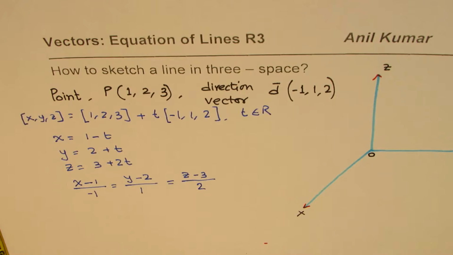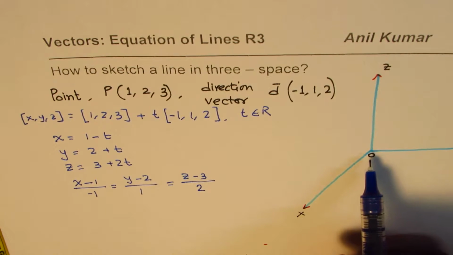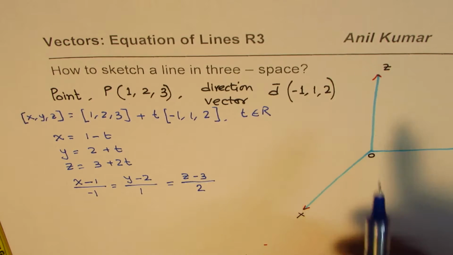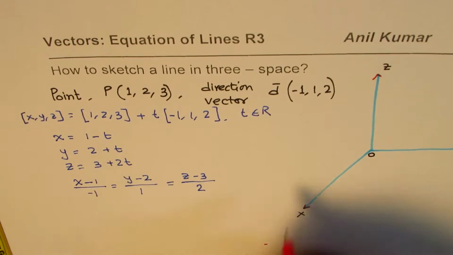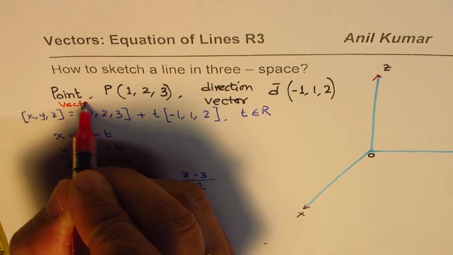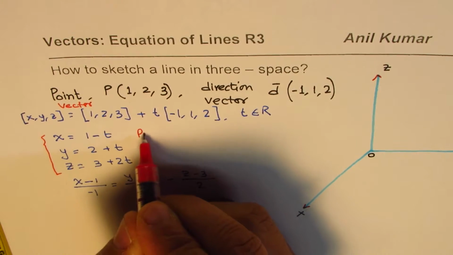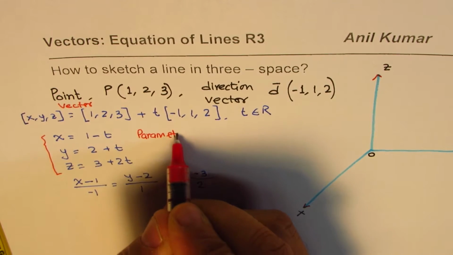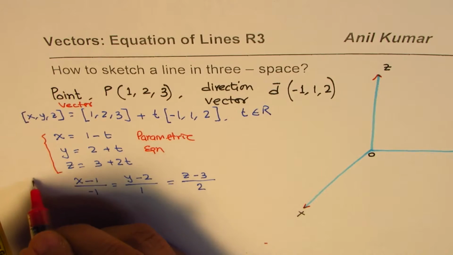Remember, we do not have a Cartesian or scalar form of equation for a line in R3, since that form represents a plane. So just to say, this is the vector equation, okay? And this set is the parametric equation, right? Let me write it. Equation of line, and this one we call a symmetric equation, right?